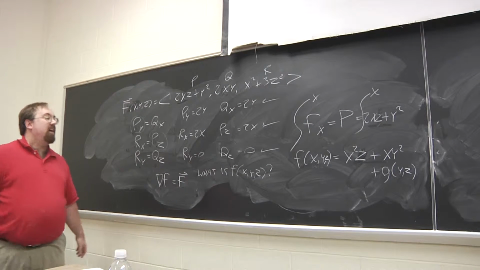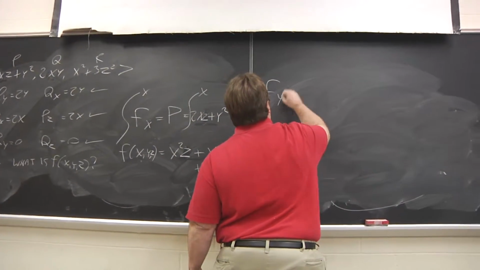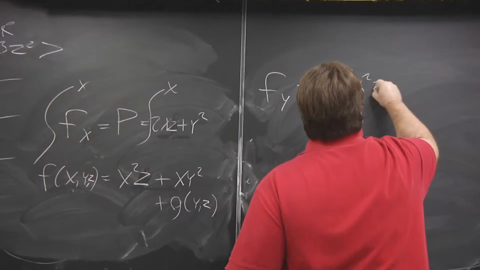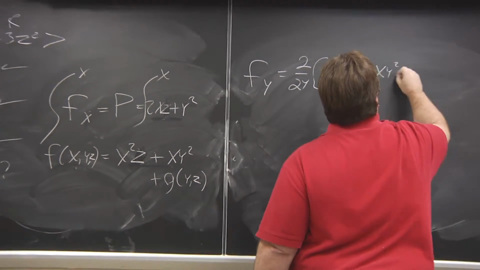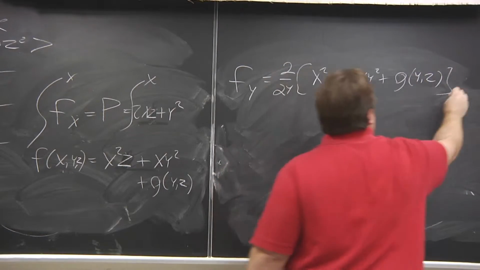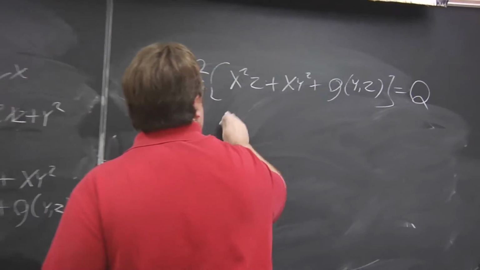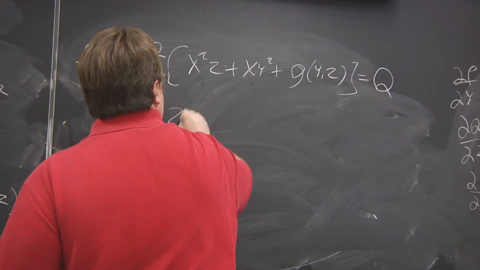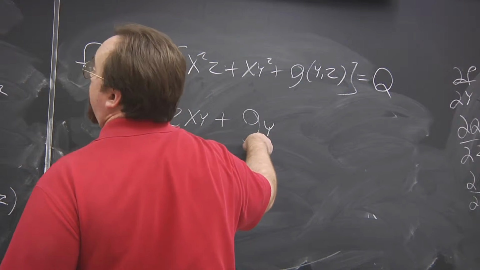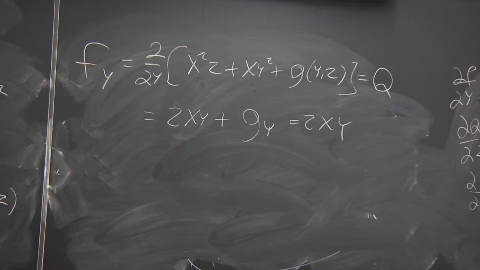Okay, now we're good. All right, so now let's take this and differentiate it with respect to y and z. So f_y is going to be the partial with respect to y of x squared z plus x y squared plus g of y z, and this is supposed to be equal to q. So we get 0 plus 2xy plus partial g with respect to y, but it's equal to 2xy, because that's what q is.